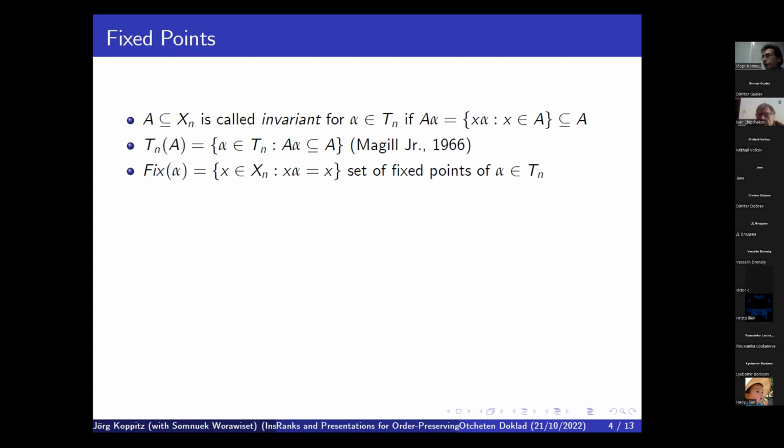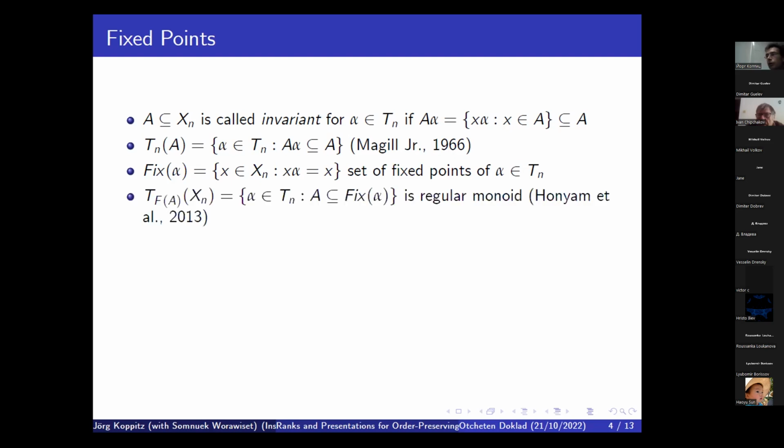So that means x alpha is x, and such an element is a fixed point of a given transformation alpha. And if we give a set A and ask that this set A belongs to the fixed points of alpha, then the set of all these transformations for a given A forms a regular monoid. I recall we give an A and ask for all transformations such that A belongs to the set of fixed points. It's not required to be the set of fixed points, but it belongs to the set of fixed points.